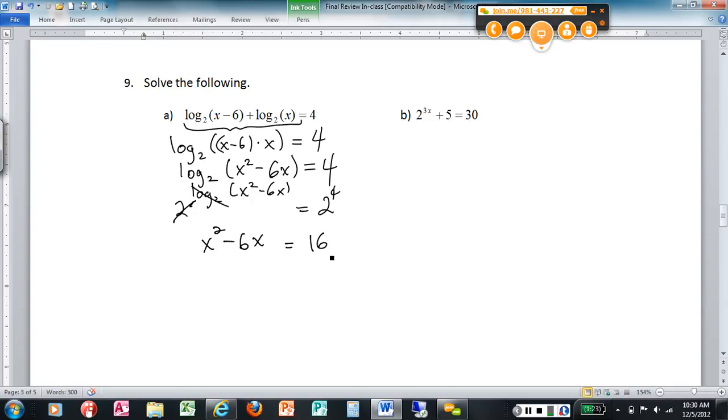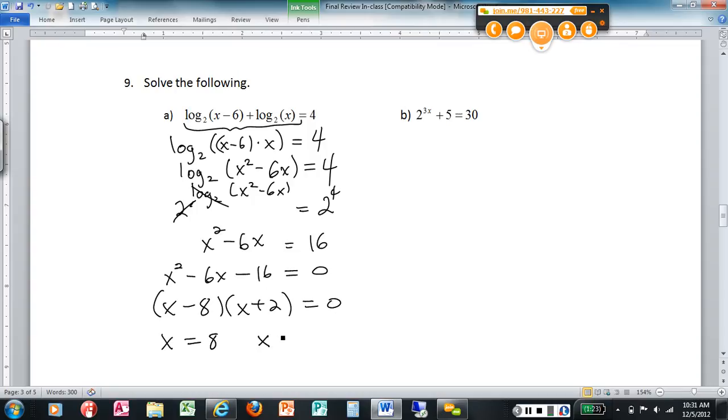So now I've got a nice x squared equation. Make one side 0 and factor. Probably do that a lot on the final there. Move the 16 over, make one side 0 and factor. x and x, 16, minus 8 and 2. So that would be x minus 8 equals 0, so it would be x equals 8. x plus 2, so that'll give me x equals negative 2.